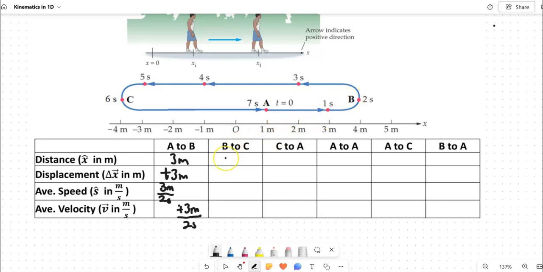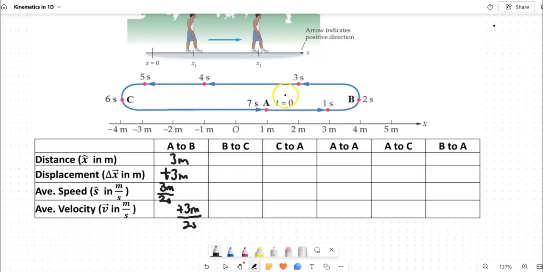I want you to go ahead and try this again on your own and try doing the B to C vector. Try to do a distance, displacement, speed, and velocity just like we did together. So try this on your own. Pause the video now, please.